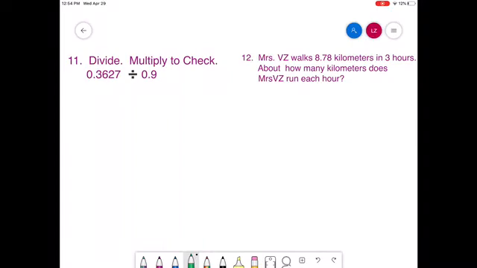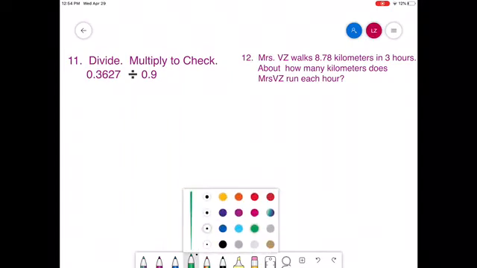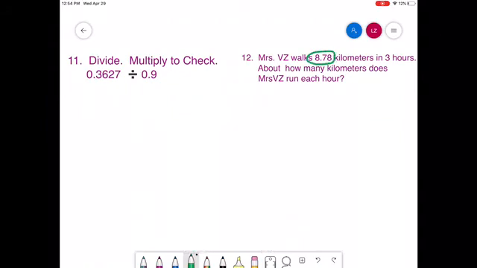So let's look at some key things. First of all, we've got 8.78 kilometers in 3 hours. So you want to know how much in each hour, or how many in 1 hour, right?